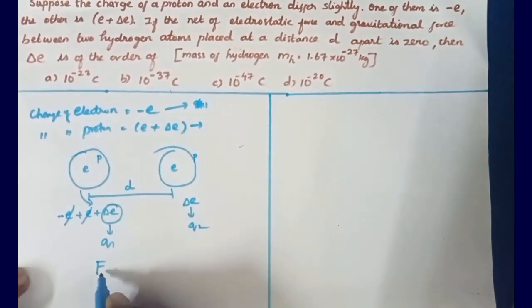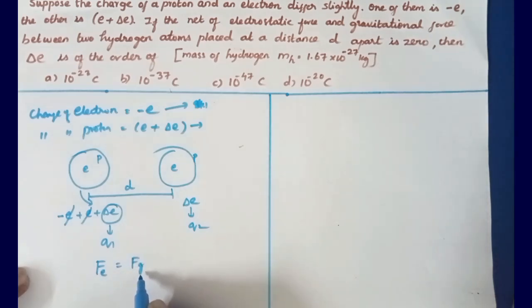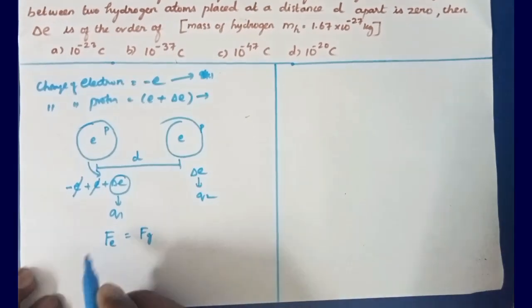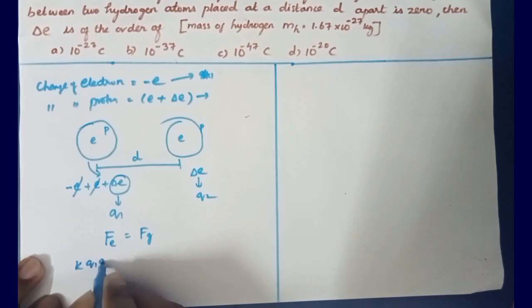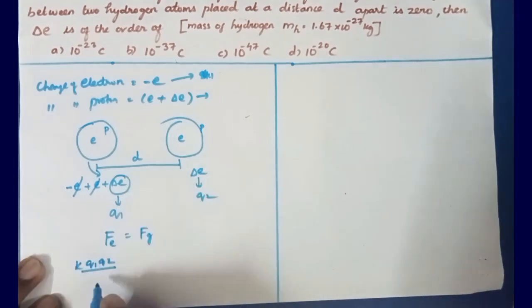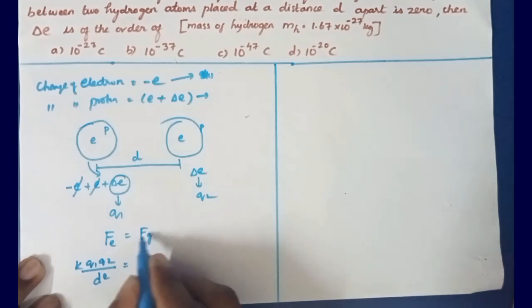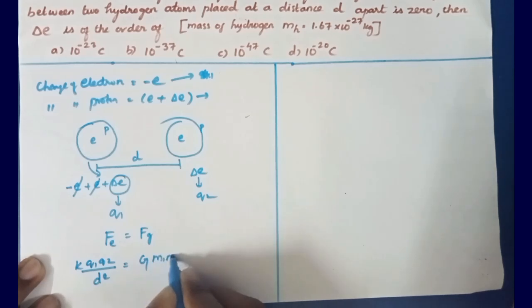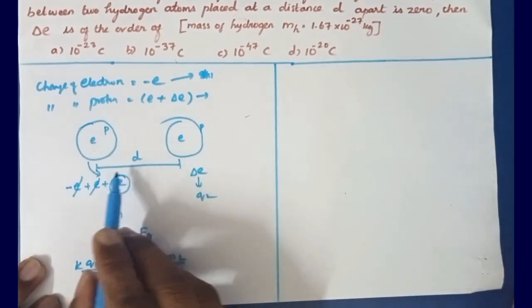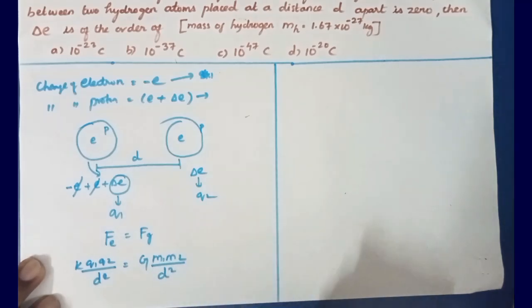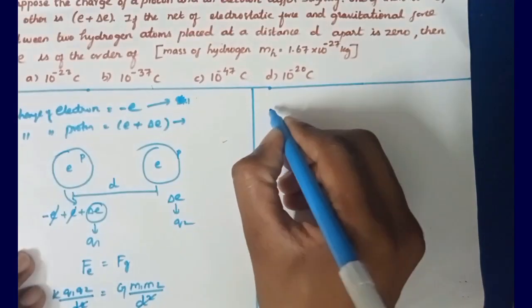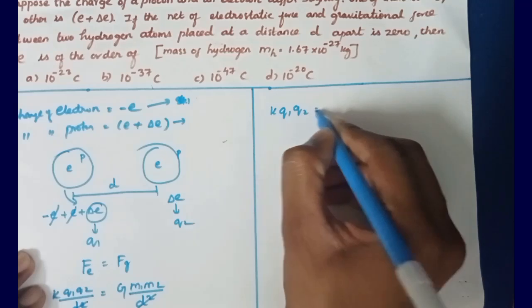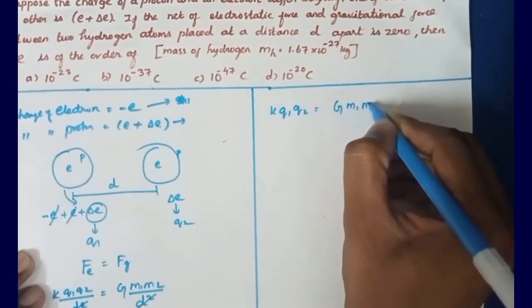So we can equate their magnitudes, Fe equals Fg. Here Fe indicates the electrostatic force and Fg the gravitational force. The formula for electrostatic force is K Q1 Q2 by r square, and here we use d square. For gravitational force we have G m1 m2 by r square, with distance d. We can cancel d square on both sides, leaving K Q1 Q2 equal to G times m1 m2.